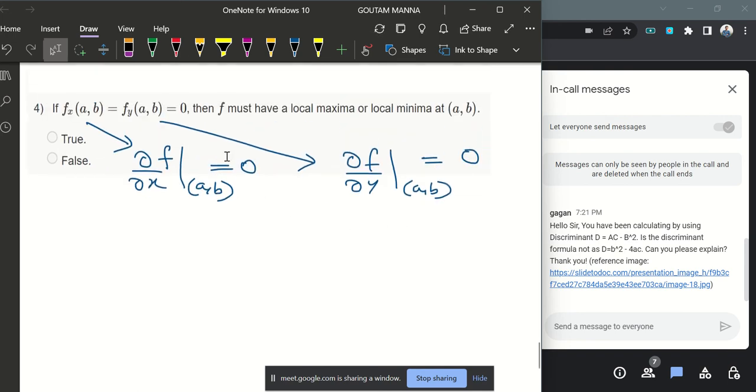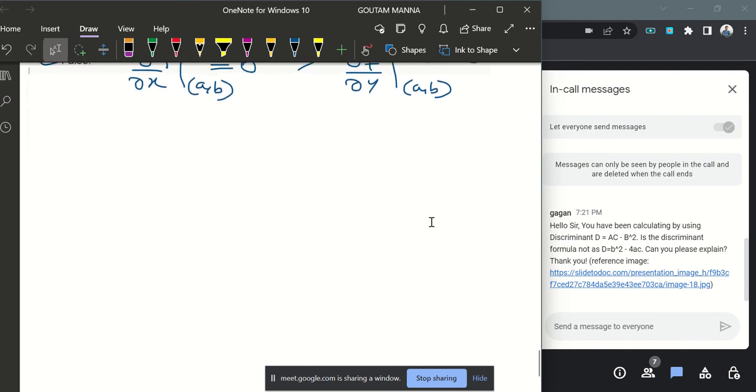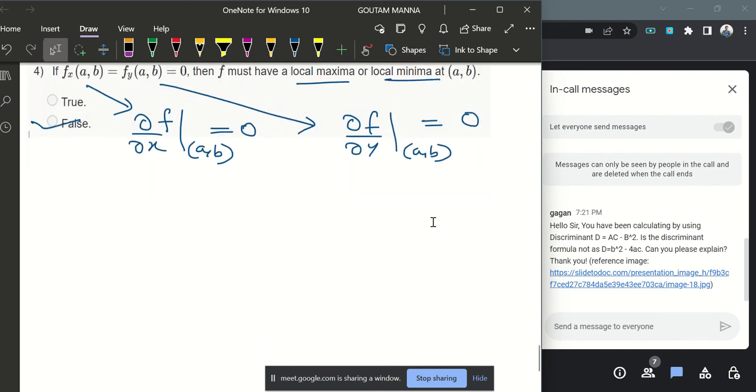Then the statement is, if these first order partial derivatives are 0 at point (a, b), then f must have a local maxima or a local minima at point (a, b). So it is not the case. Actually it can also be a saddle point. So the statement is false.